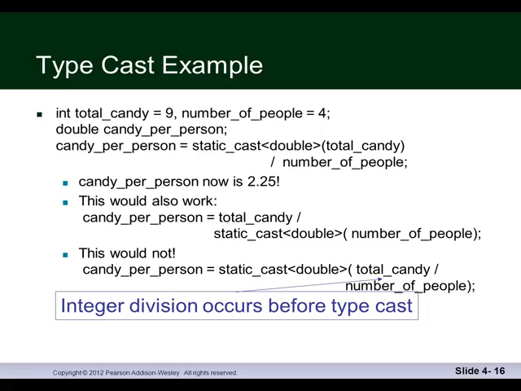Temporary variable, yes. Instead of doing the equation, could you just take the total candy by itself and make that a static double, then take the number of people by itself and make that a static double, and then do a regular equation? Instead of doing it separately, just have the two. You don't need to do it, but that's fine.